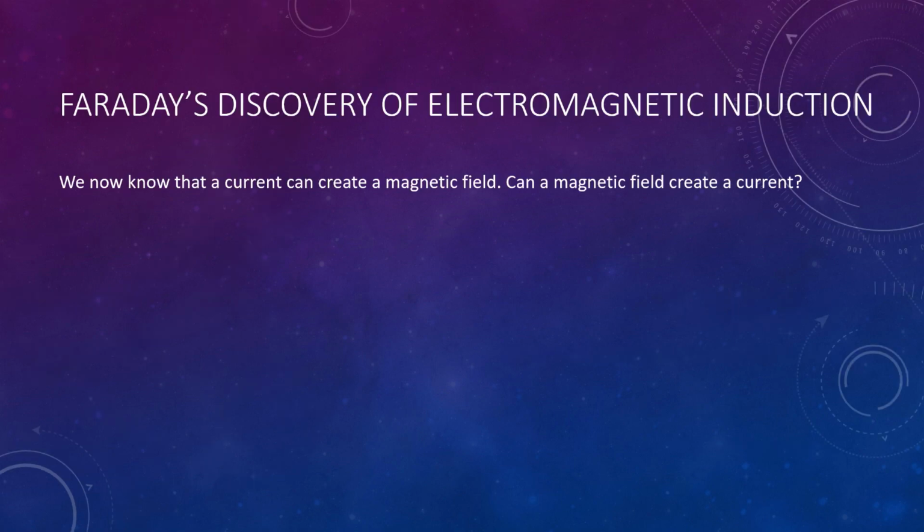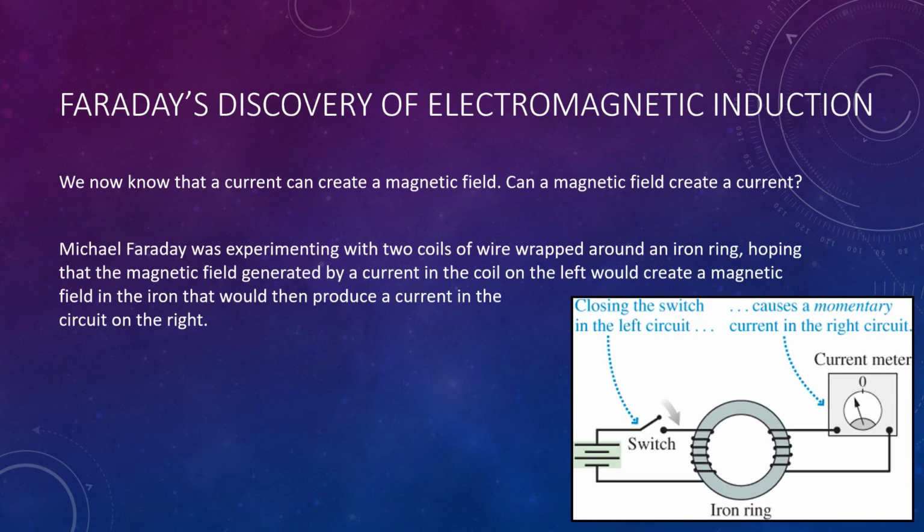So, in our previous lectures, we have learned that currents produce magnetic fields, something I will reiterate at the end of this video. So, this tends to beg the question then, can we reverse this and say a magnetic field creates a current? Well, Michael Faraday was actually experimenting with a similar idea in mind.